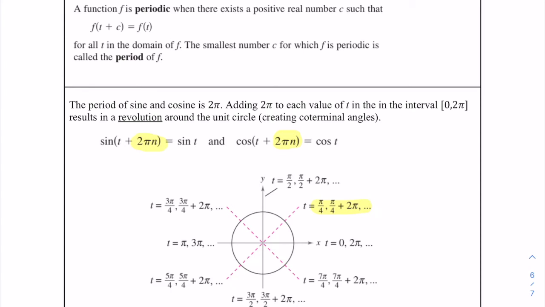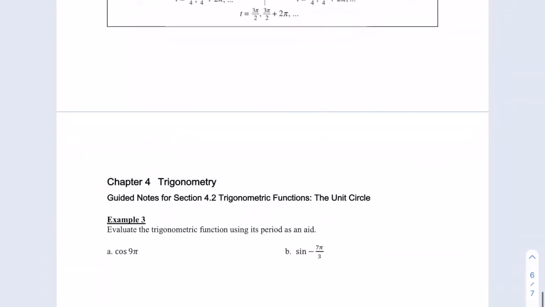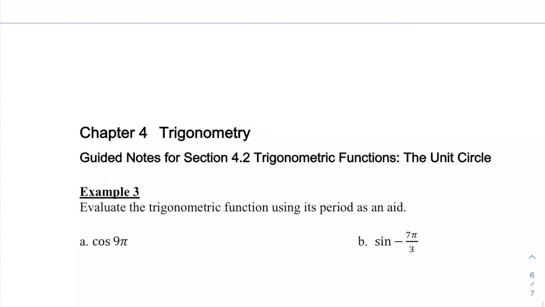And then you have something like pi, or 3 pi, or 5 pi. As soon as you keep adding 2 pi, you're going to get back there. So anytime you add or subtract 2 pi, you get another coterminal angle, which you guys already know. So that's defining that periodic function, but it is important when we want to solve trigonometric functions.